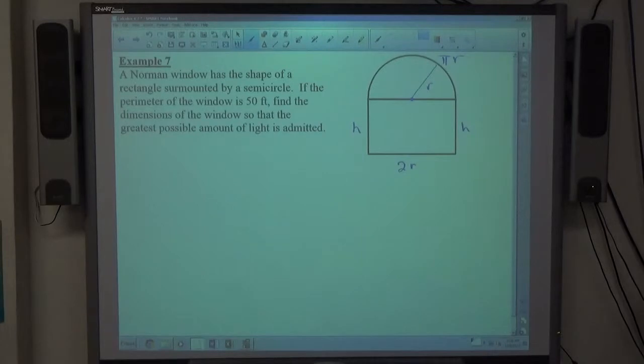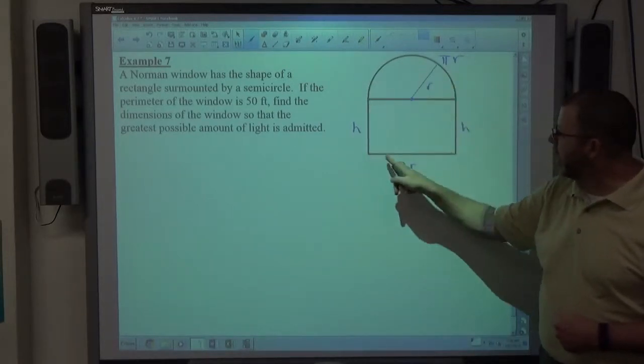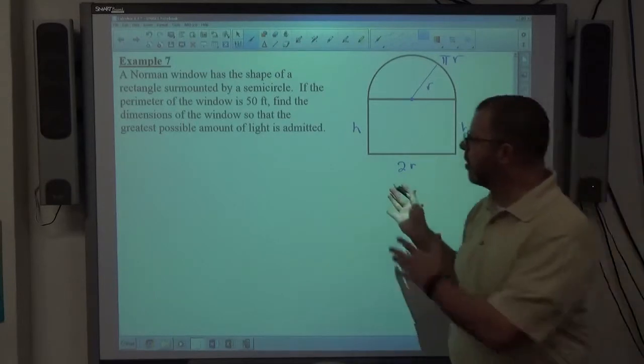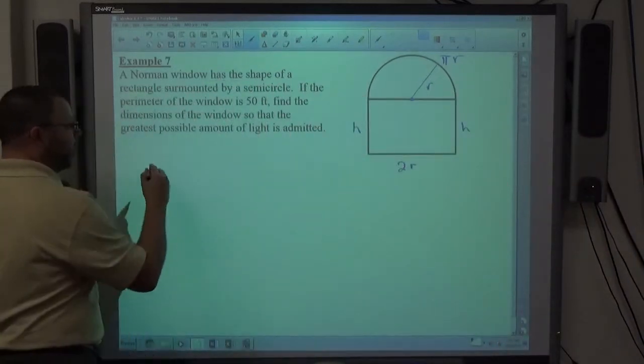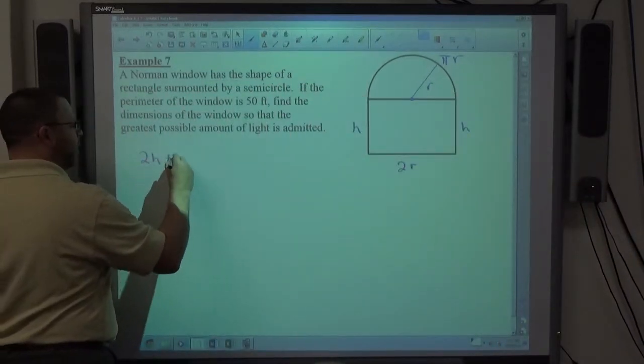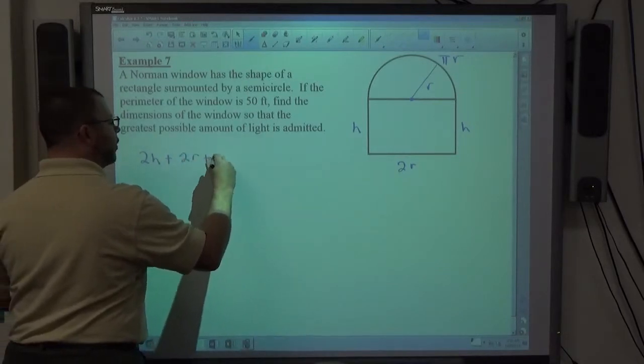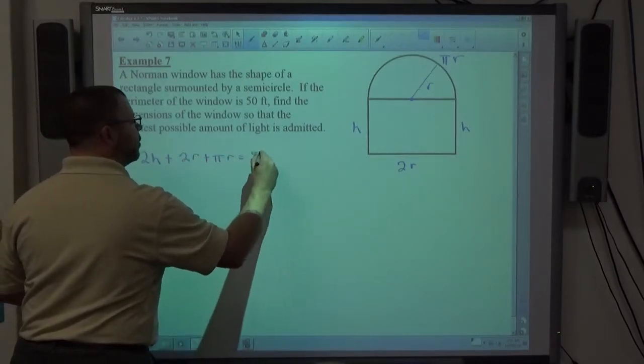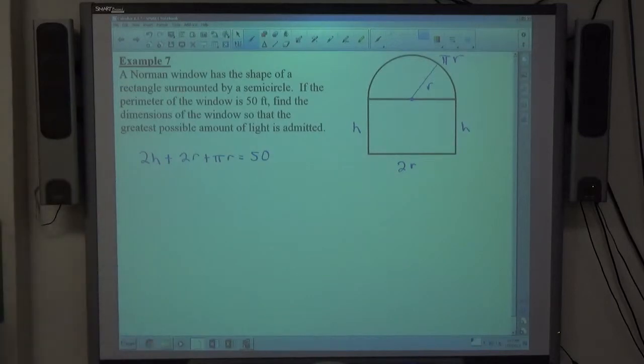And what they've done for us is what they set in stone is the perimeter of this thing. So the sum of all 4 of these outside edges is 50 feet. So if I were to write an equation representing that, there's 2 h's, a 2r, and a pi r all together. That should make the total perimeter of 50 feet. So 2h plus 2r plus pi r equals 50.